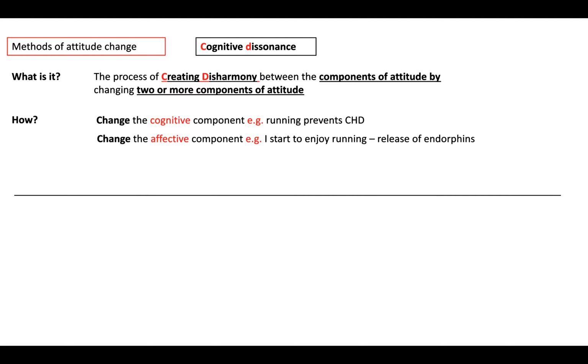So we need to change the effect component. We need to change their emotion towards running, so they actually start to enjoy running because running releases endorphins. We know this as sports scientists. We get an endorphin rush when we exercise. It makes us feel good.